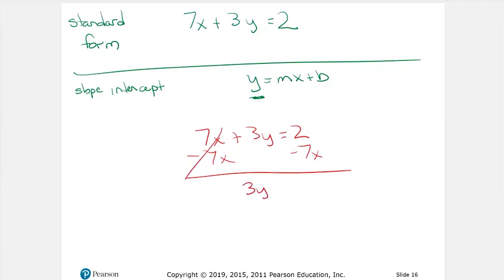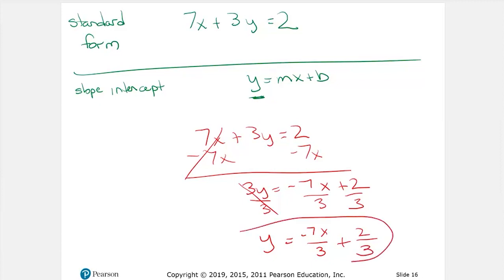So I get 3y equals minus 7x plus 2. And then I'm going to divide everything by 3 because, again, I want to solve for y. And I get y equals negative 7x over 3 or negative 7/3 x, whichever way you prefer to look at it. And now we've changed it from standard form to slope intercept, because that's what we got for slope intercept.